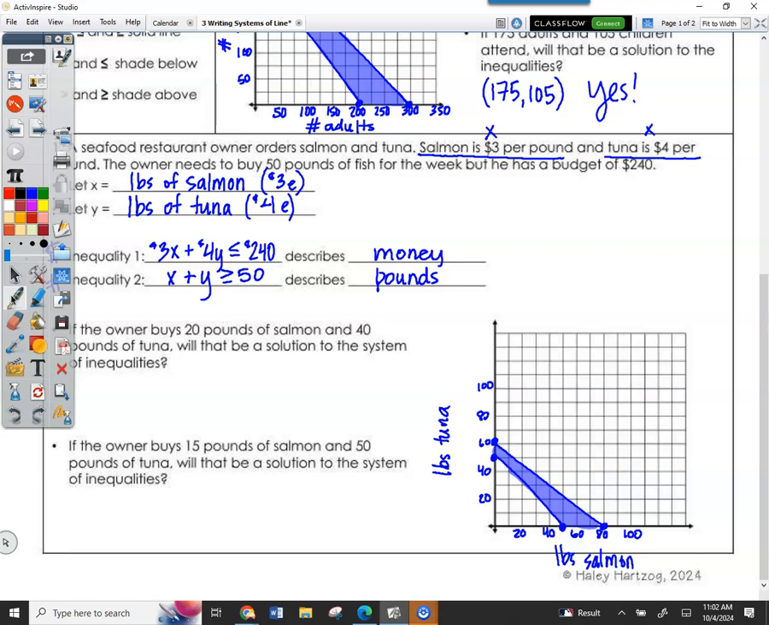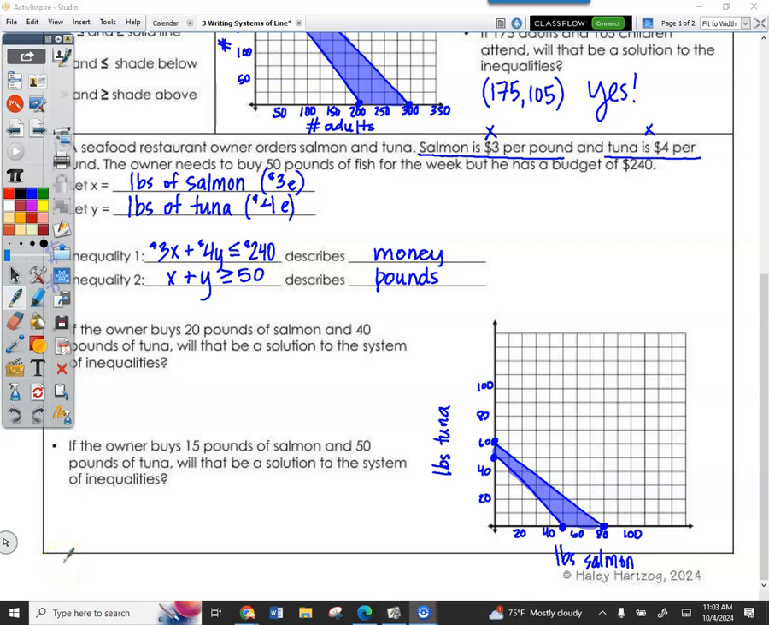Now we're going to check these possible scenarios. If the owner buys 20 pounds of salmon and 40 pounds of tuna, is that a solution? What about 15 pounds of salmon and 50 pounds of tuna? Do not answer out loud. I need everybody to answer these two questions on your own right now.